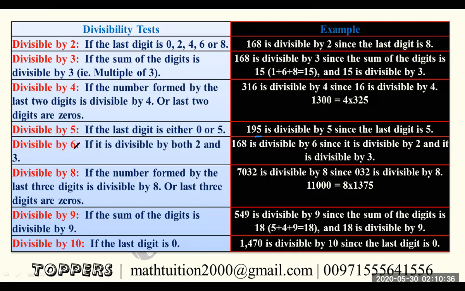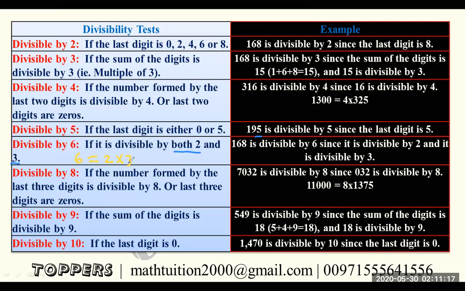Okay. Next, divisibility rule of 6. If a number is divisible by both 2 and 3, because 6 is equal to 2 times 3, 2 into 3, then we can say that that number is also divisible by 6. So we already learned the divisibility rule of 2: the last digit is even, 0, 2, 4, 6 or 8.